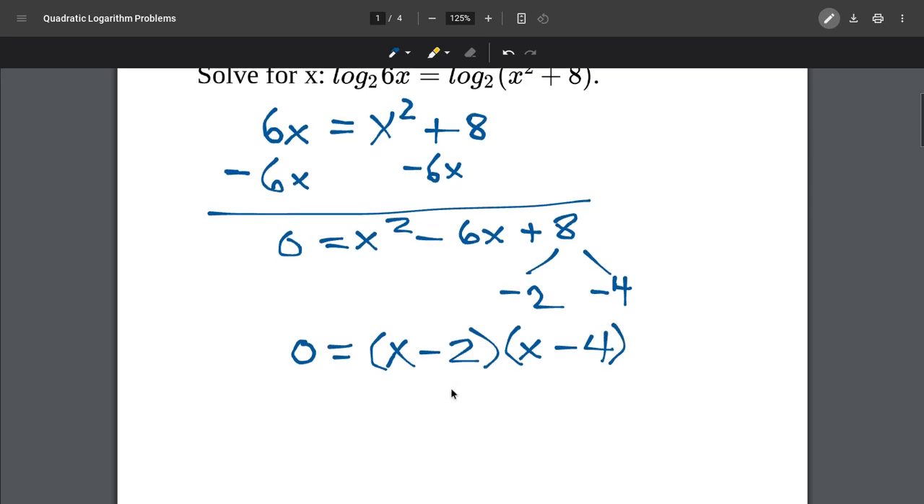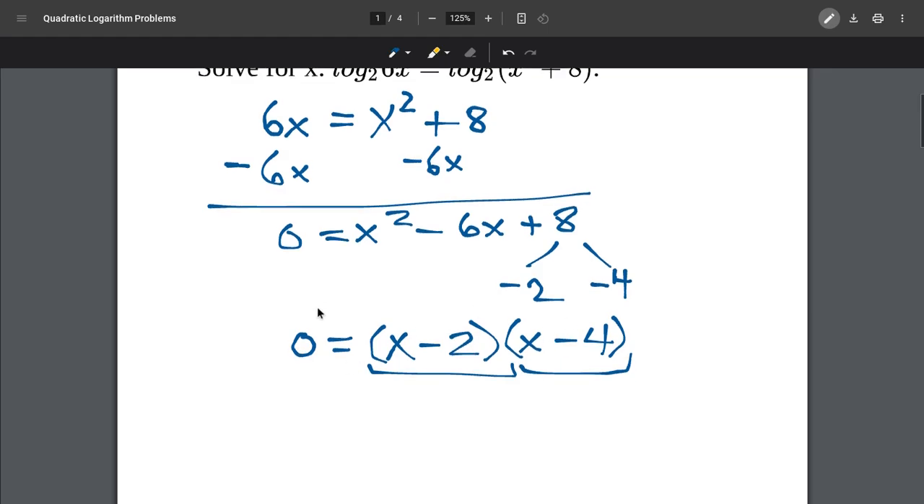Okay, so now, using the zero product property, I can set each of these factors equal to 0. The reason I can do that is if this equals 0, then 0 times whatever this is will be 0. If this equals 0, 0 times whatever this is will be 0. Okay, so let's do that.